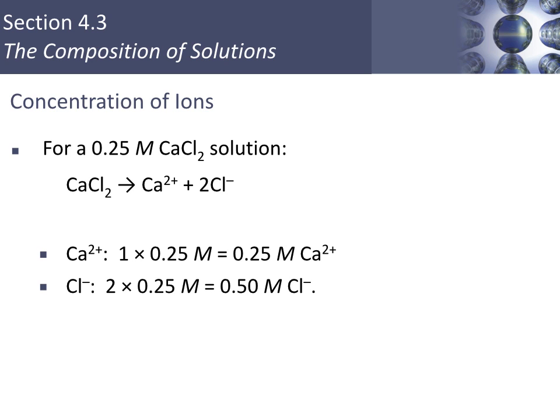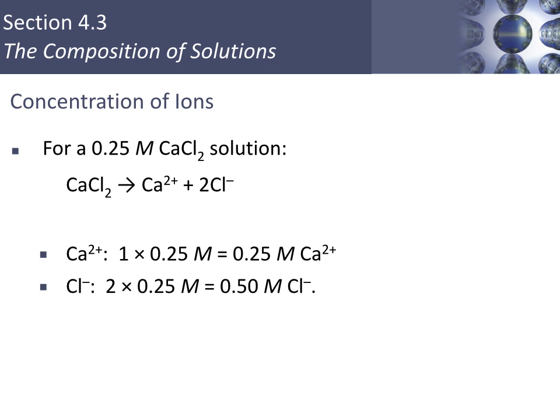The other thing covered in section 4.3 is looking more specifically at the concentration of ions. So an example is if you had a 0.25 molar solution of calcium chloride, in water it would ionize and break down to calcium ions and chloride ions. In order to determine the concentration of the ions, you have to take into account how many are present. So you have 1 calcium, so the concentration of the calcium ions is 0.25 molar, but because you have 2 chlorines, you have to multiply the concentration by 2 to get the concentration of chloride ions.